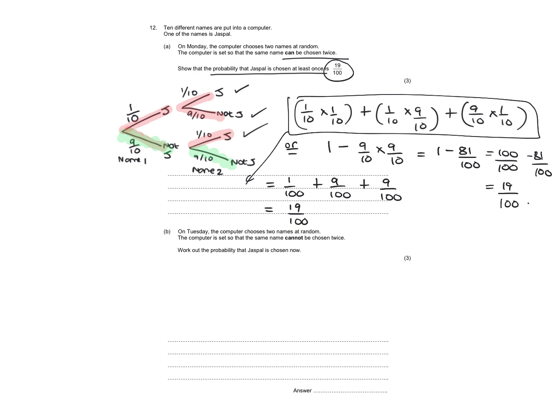Now on Tuesday, the computer chooses 2 names at random and it's set so the same name cannot be chosen twice. Work out the probability that Jaspal is chosen now. So the same name cannot be chosen twice. So Jaspal is chosen with a probability of 1/10, which means he's not chosen with a probability of 9/10.